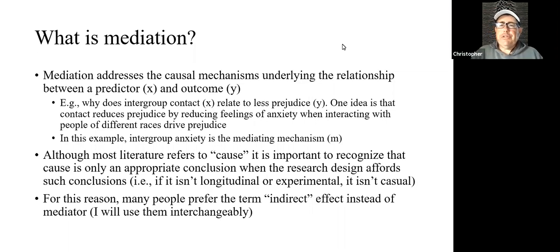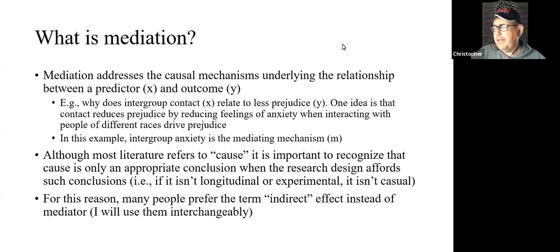Mediation addresses the causal mechanisms that underlie a relationship between a predictor and an outcome variable. An example from my own work: we know intergroup contact relates to reduced prejudice toward other groups. However, why does it relate to it? What is the mechanism that underlies that? One idea is that contact reduces prejudice by first reducing feelings of anxiety that people feel when interacting with people of different races or ethnicities. And then in turn, the reduction of intergroup anxiety relates to less prejudice. So in this example, intergroup anxiety would be the mediating mechanism for the relationship between intergroup contact and prejudice.